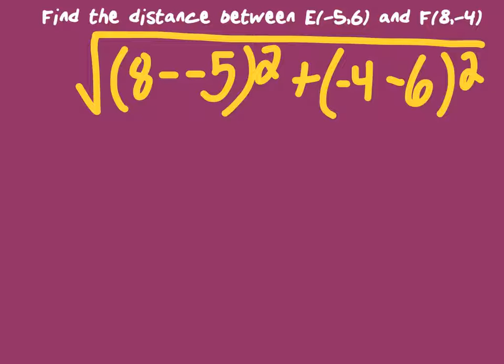Alright, this is the way that you should have set it up. I chose this one to be my x2, my y2, and E to be my x1 and y1. So your formula is x2, which is 8, minus your x1, which is negative 5, squared, plus your y2, which is negative 4, minus your y1, which is 6, and you have to square that. Once you're here, you can begin to solve your problem.